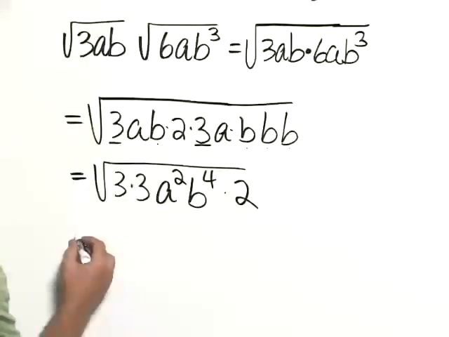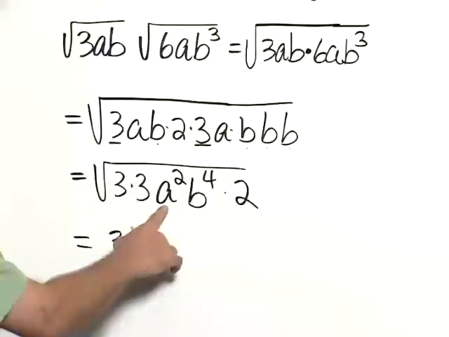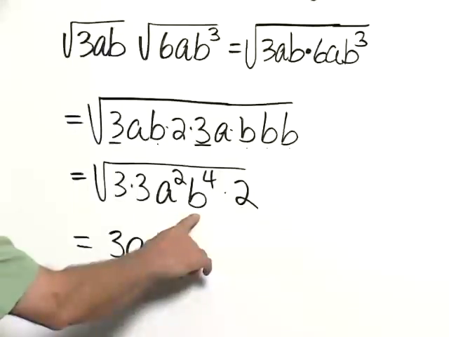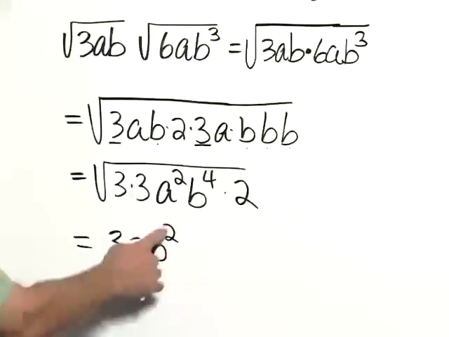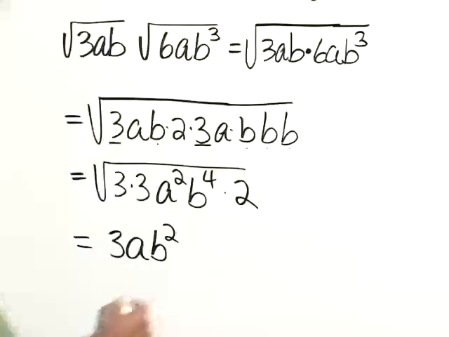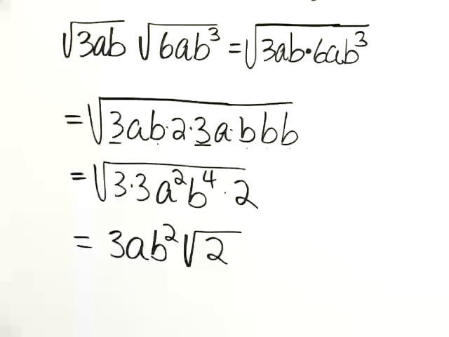So now what we see is, of course, the square root of 3 times 3 is 3. The square root of a squared is a. The square root of b to the 4th is b squared. And again, that's because we're assuming that the variables are non-negative. And then finally, we still have under the square root 2. So it's 3ab squared times the square root of 2.